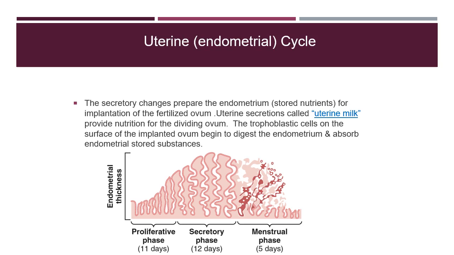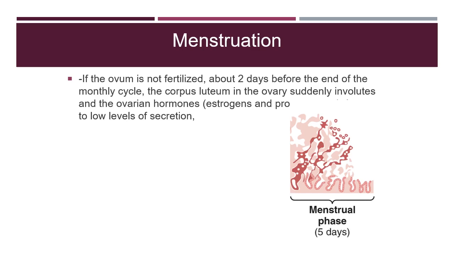The trophoblastic cells on the surface of the implanted ovum begin to digest the endometrium and then absorb these stored substances, and that's how they get the nutrients in the glands and in the lining of the endometrium.